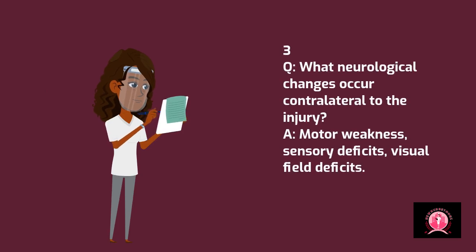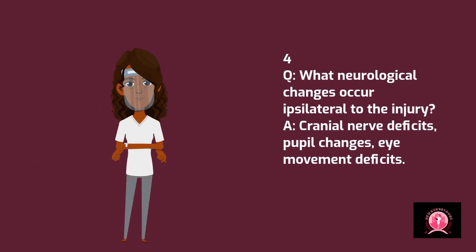3Q. What neurological changes occur contralateral to the injury? A. Motor weakness, sensory deficits, visual field deficits. 4Q. What neurological changes occur ipsilateral to the injury? A. Cranial nerve deficits, pupil changes, eye movement deficits.